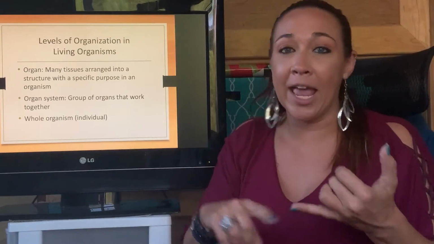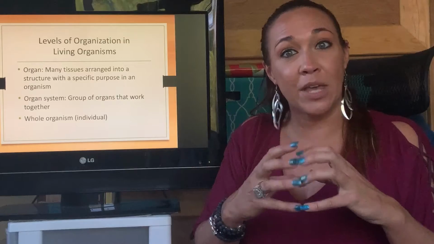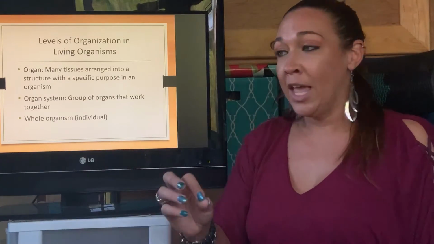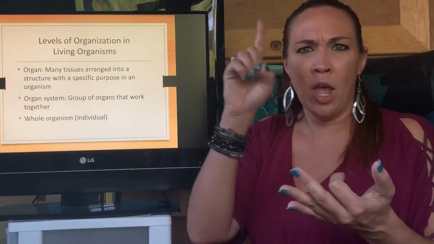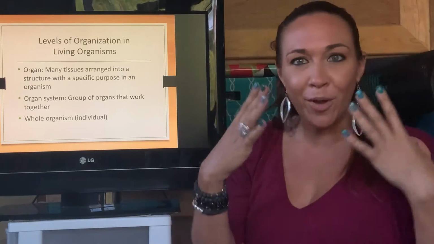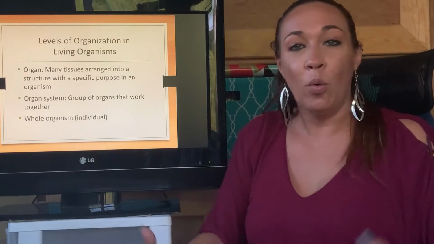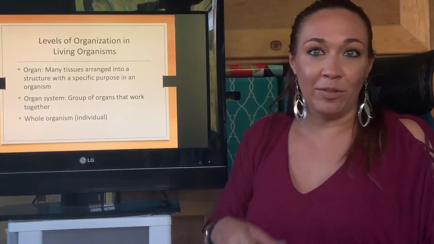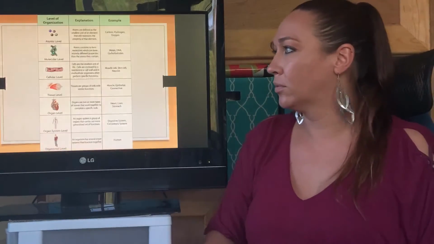If I take the stomach and the small intestine and the large intestine and the duodenum and all of those and I stick them together, that's my digestive system. So that would be my organ system. If I take every single organ system in my body, my digestive system, my reproductive system, my respiratory system, my lymphatic system, and I stick all those together, now I have a complete organism, right? That would be me. I'm a single organism with all of my organ systems functioning together. Okay, and then finally, you just have the whole organism or the individual.